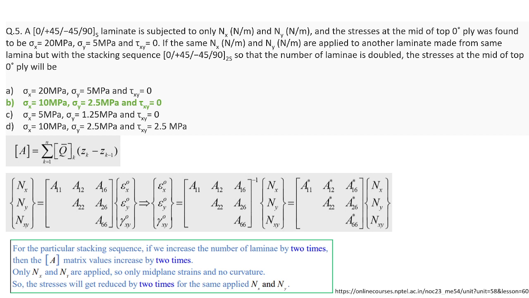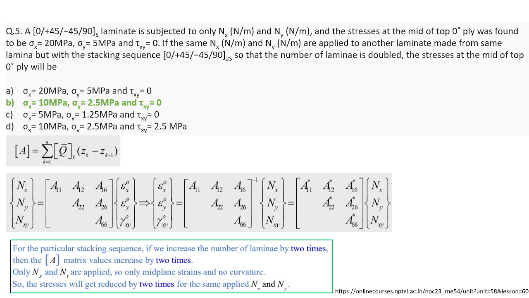The next question is: a 0/+45/-45/90 symmetric laminate is subjected to only Nx and Ny, and the stresses at the mid of the top 0-degree ply were found to be sigma x, sigma y and tau xy, given. If the same Nx and Ny are applied to another laminate made from the same lamina but with the stacking sequence [0/+45/-45/90]2s, so that the number of laminae is doubled, the stresses at the mid of the top 0-degree ply will be what?